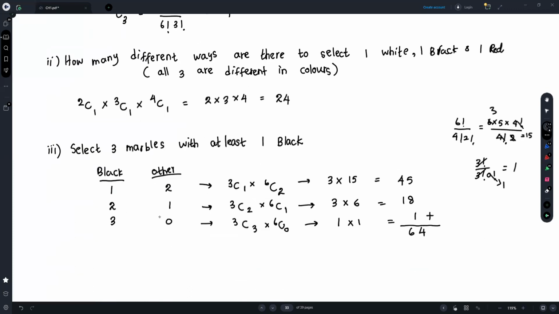The same thing, just figure out how many will be from the rest so that the total is 3 marbles, right? Okay.